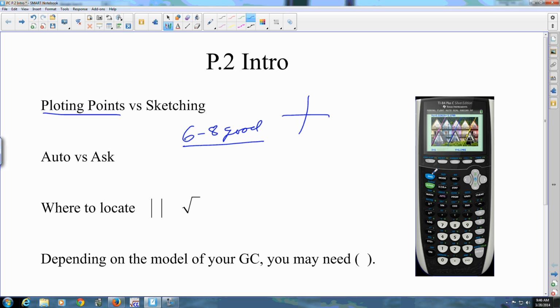You would put the equation in, then you graph it, you look at it, and you go, okay, there's my graph, I'm done. You just freehand the sucker. That's sketching it. I'm not looking for a sketch. I'm looking for you guys to plot points.